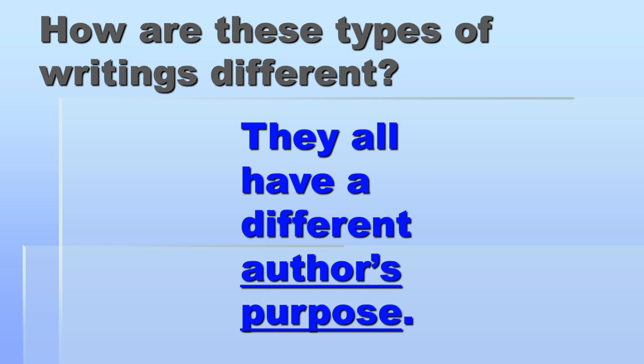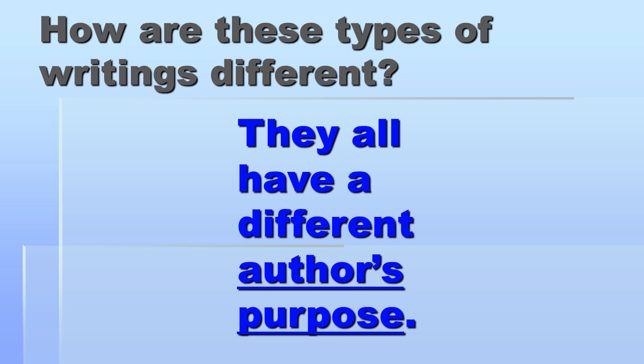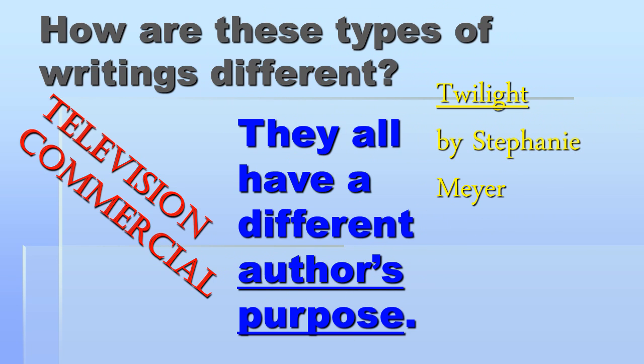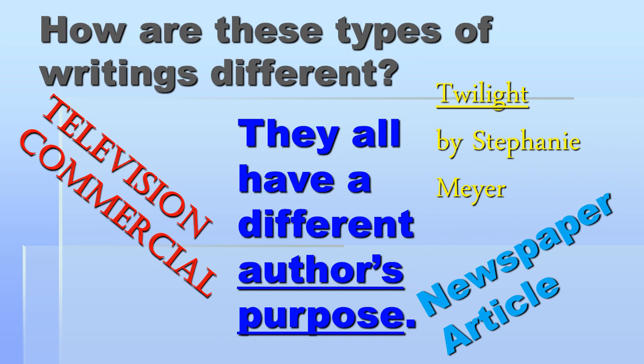They all have a different author's purpose. A television commercial is designed to sell you something, to make you want to buy something you might not otherwise want to pay for. Twilight is a novel, written to amuse and entertain you, while a newspaper article is written to give you information that you might not already have known. It's important to be able to determine why an author wrote what he or she wrote, and that's the purpose of today's notes, to help us determine the author's purpose of a piece of writing.